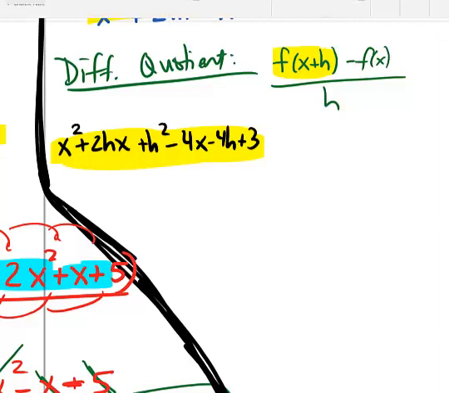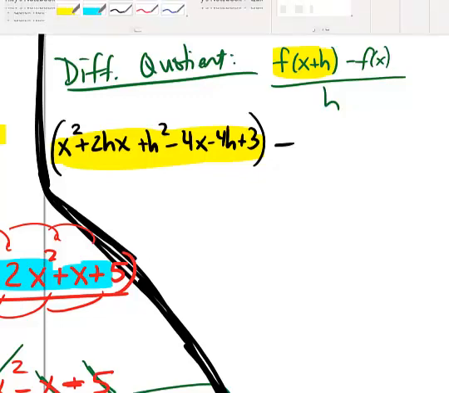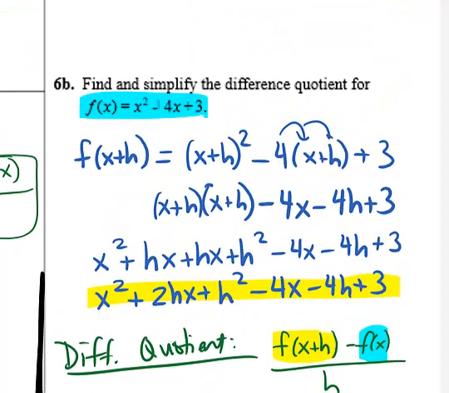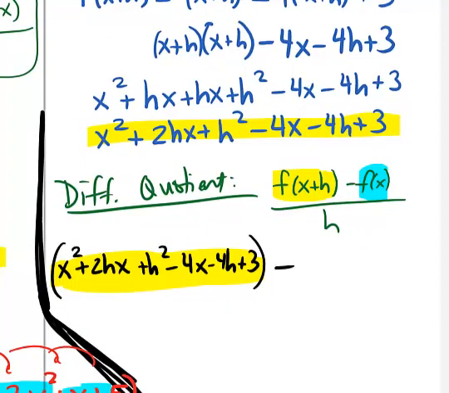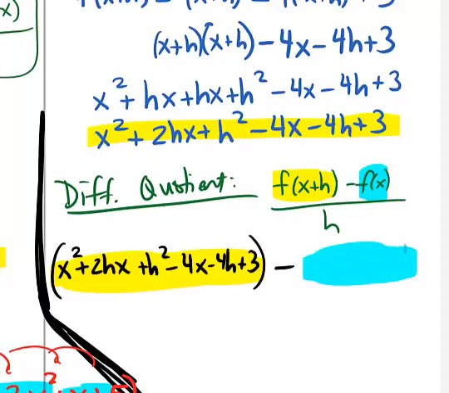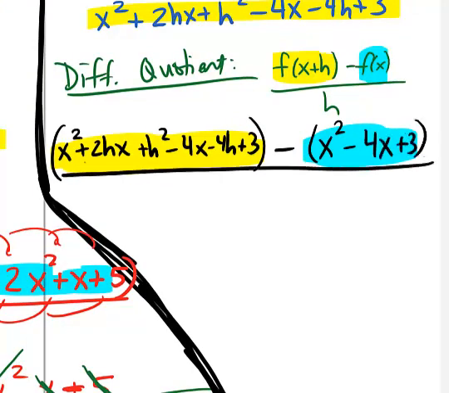That's just the first portion, and then there's a subtraction sign, and then the f of x. But that's always just the original function, because that was given. I'm just going to now write x squared minus 4x plus 3 in parentheses. Make sure you put it in parentheses, because you'll probably forget to distribute the negative or the subtraction sign if you don't. X squared minus 4x plus 3 over h.